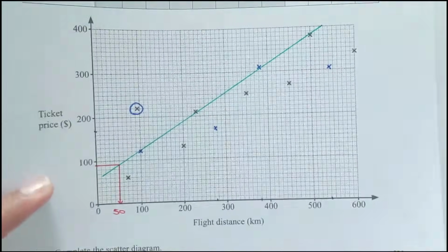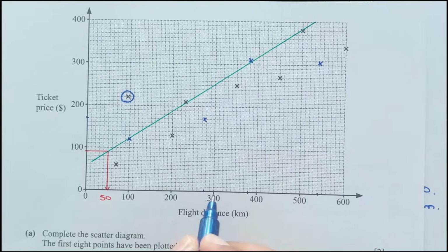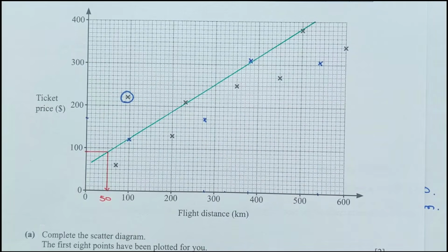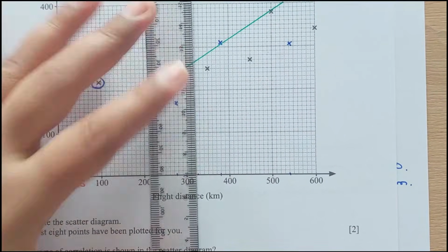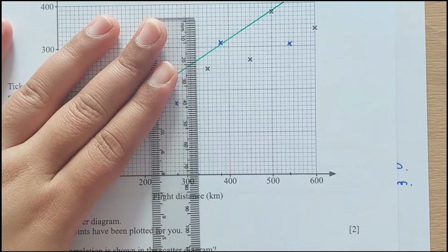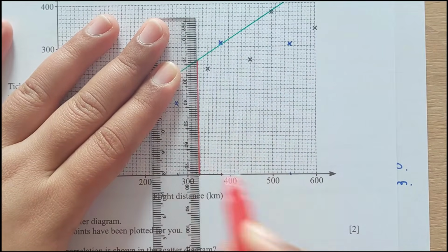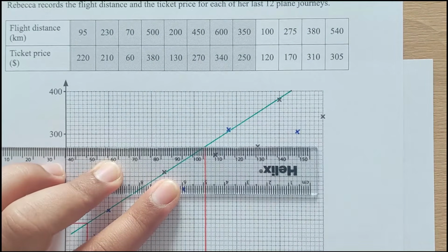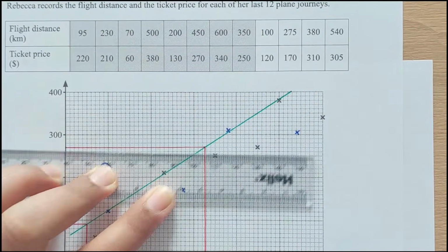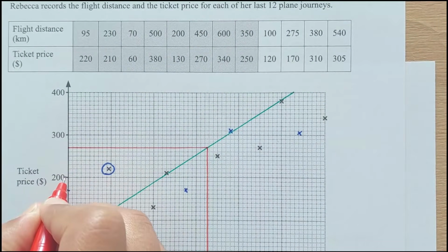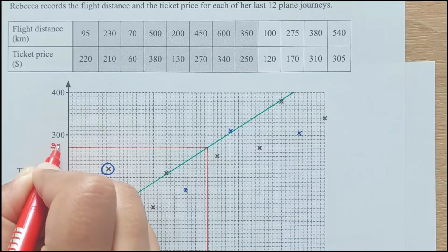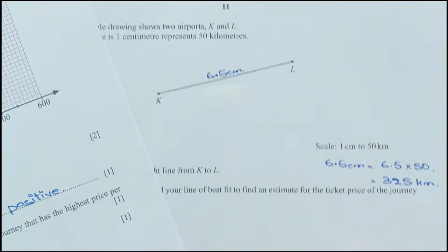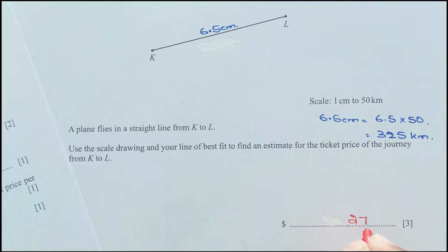So we have to go to our scatter diagram and find the price of the ticket when the distance is 325 kilometers, right? So this is 300, 310, 320, and 325 in the middle, right? Let me draw this straight line at 325. According to the line of best fit, my ticket price is 250, 260, 270, $270, for when the distance is 325 kilometers. There I got the answer, $270.